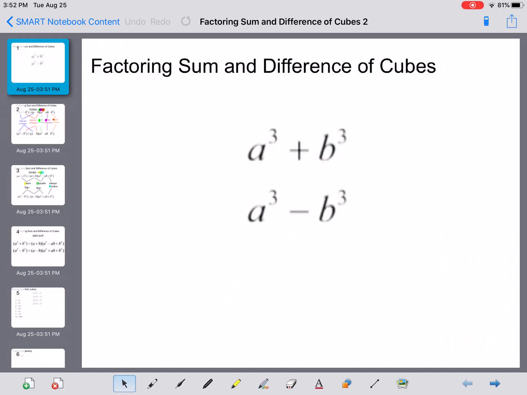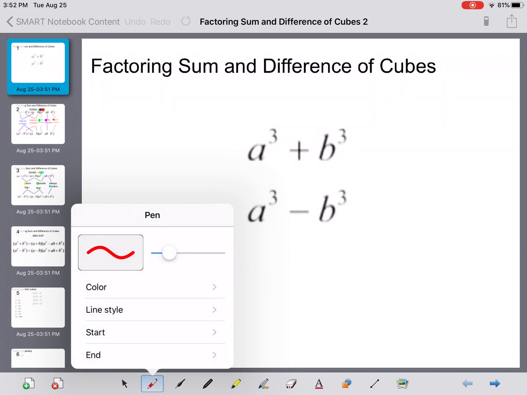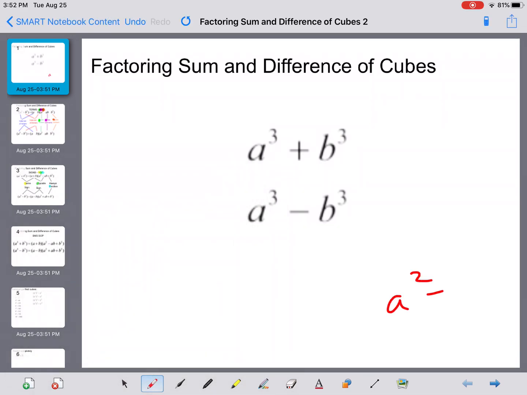Hello everyone, today we're going to be talking about another method of factoring, and that's factoring sum and difference of cubes. Notice that we have both the sum and difference, so this is different than squares, in which we can only have a squared minus b squared. That's the only way that will work. But for both of these we can have the sum or difference.